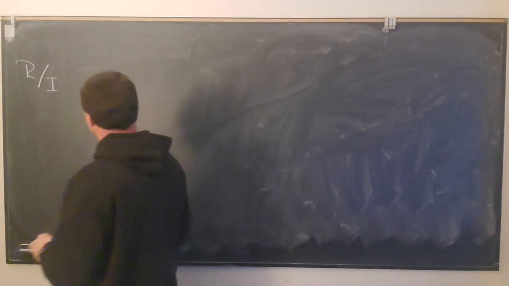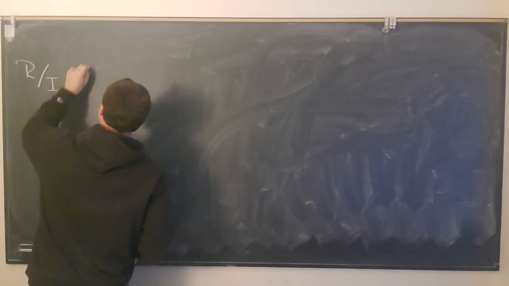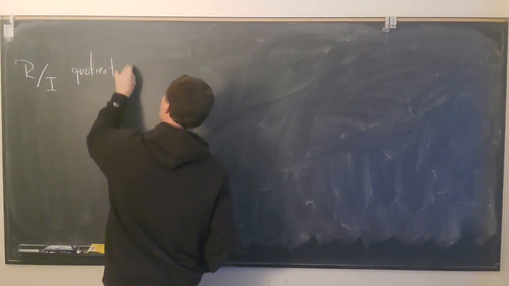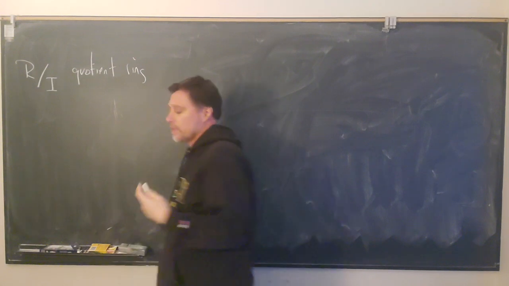So we've got that now. This is what we call the quotient or factor ring. I always say quotient, but I think your book calls it a factor ring. And what I want to do is just look at some examples now.